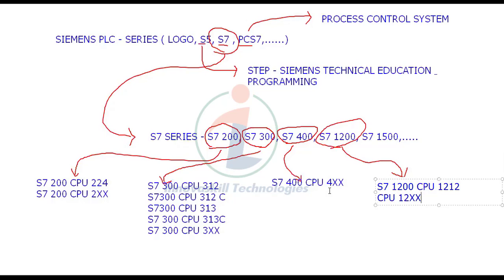Here we are going to discuss this S7 300. In S7 300, we are going to discuss 313C. So we are going to discuss this model only, S7 300 CPU 313C.